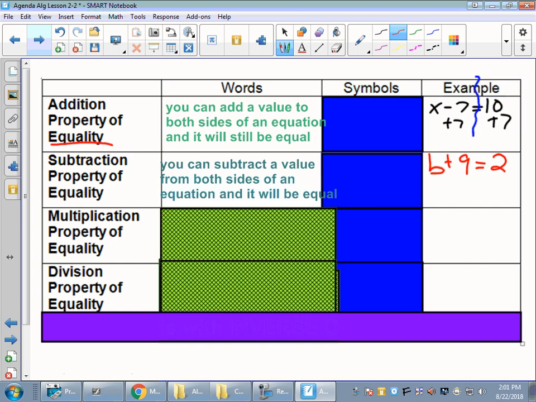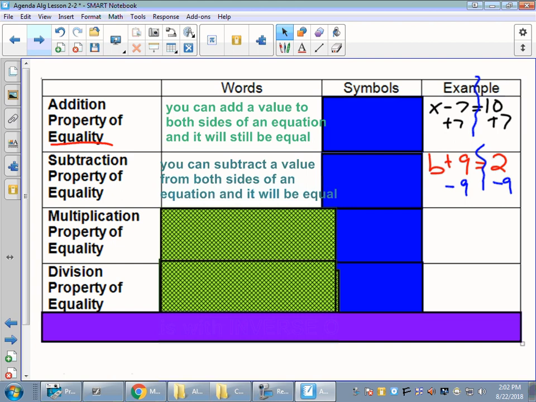So subtraction here, again, if we do it to one side, we're going to do it to the other side. If I subtract 9 from the left side, I have to subtract 9 from the right side as well. And just think about it: if I gave you 9 pieces of candy and then took them away, you would be stuck with the same as you had before. So we're just doing the same to each side to keep it equal.